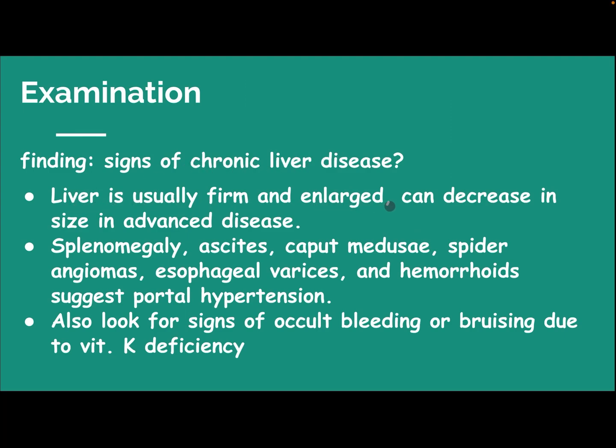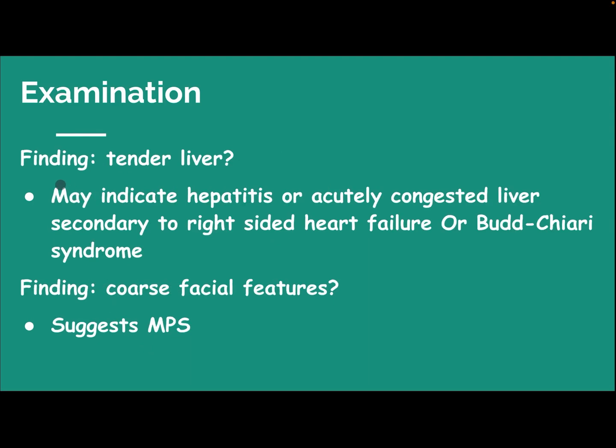Finding signs of chronic liver disease. The liver is usually firm and enlarged, and can decrease in size in advanced disease. Splenomegaly, ascites, caput medusae, spider angioma, esophageal varices, and hemorrhoids suggest portal hypertension. Also look for signs of occult bleeding or bruising due to vitamin K deficiency.